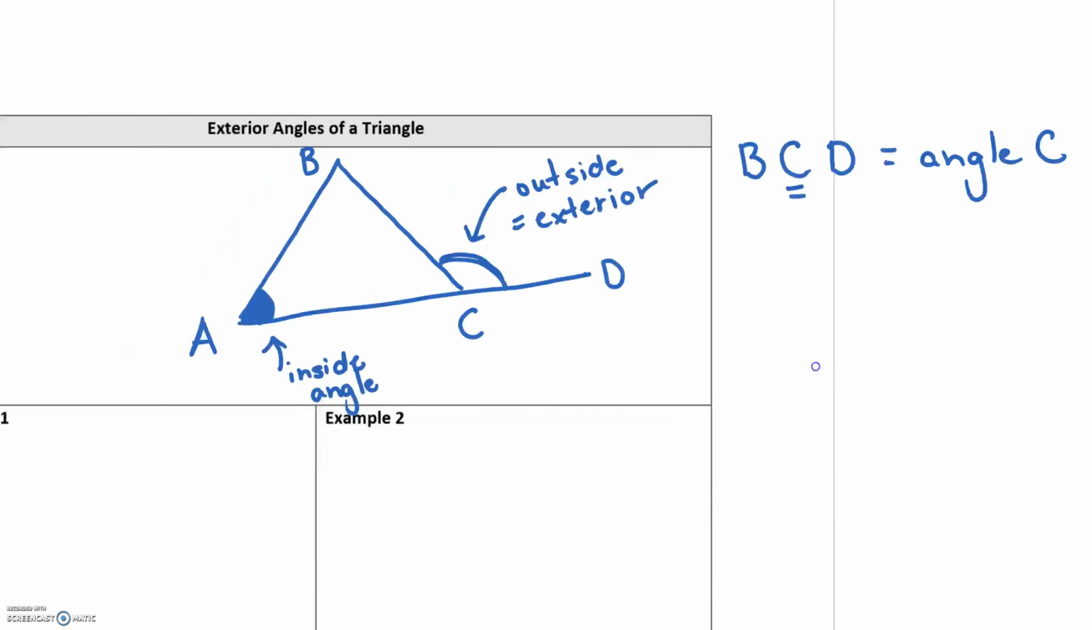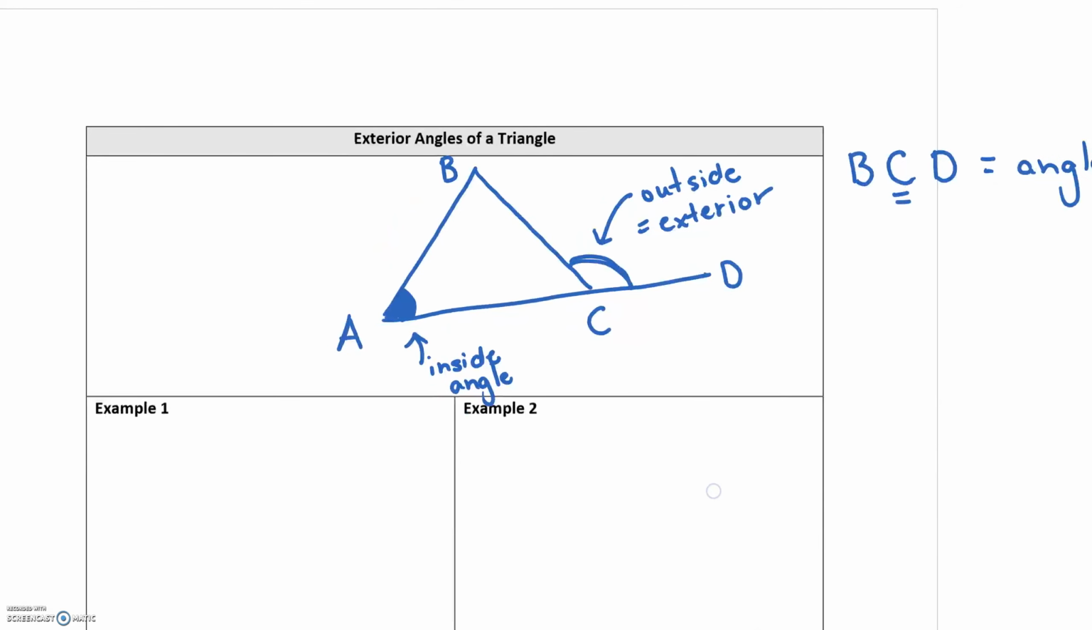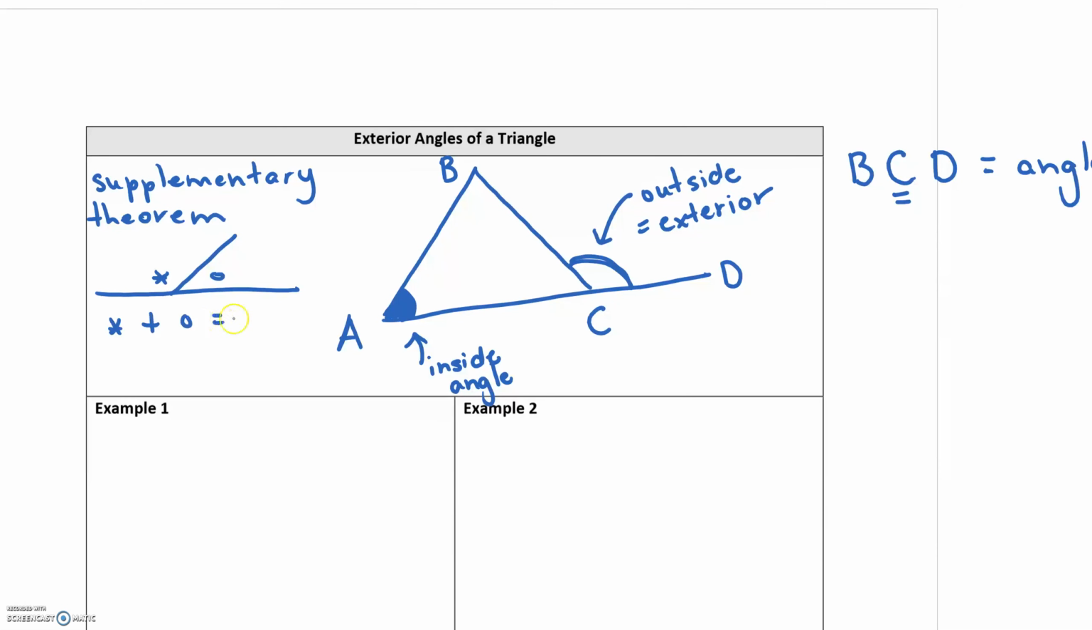So we're going to have to know a couple things before we start working with this. Also in your block note right here, I want you to write the supplementary angle theorem. Okay, I know it's a lot of words, but just write supplementary theorem. And what that means is if you have a straight line, and you have two angles, that angle plus that angle equals 180.